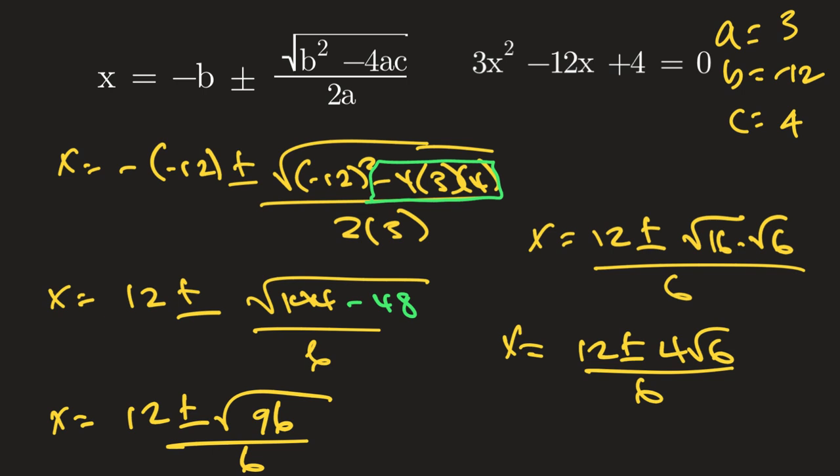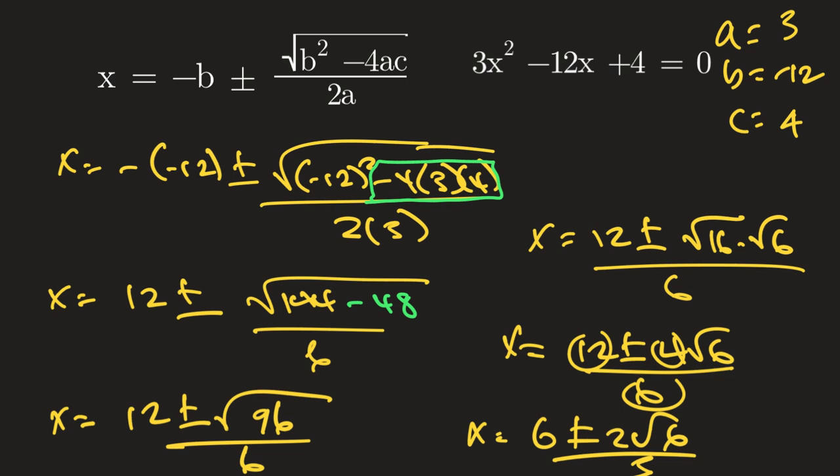The only thing left that we can do is I want you to look at all three of these numbers, 12, 4, and 6. Could you divide all three of those numbers by a common number? Divide them all by 2. So what I'm going to do is divide all three of these by 2. 6 plus or minus 2 root 6 all over 3. Let me squish that in there.